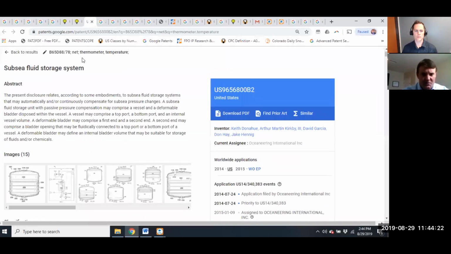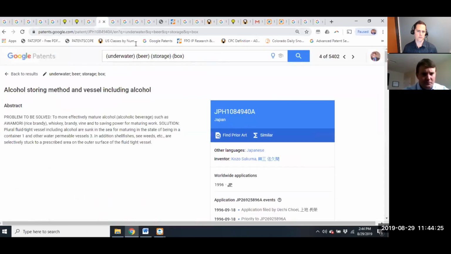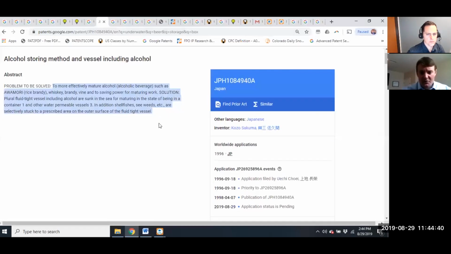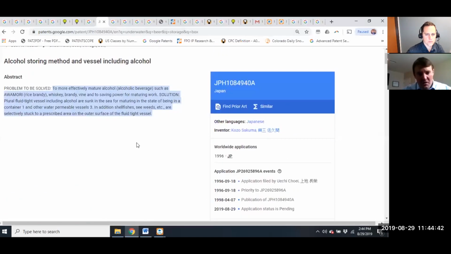Where did this one come from? I think this was one I came across. Yeah, this is maybe one of those examples I was talking about, where you have a fluid type vessel, or you make some type of rice wine or sake or something like that, and you're storing it underwater. That's an application that I wouldn't think might be related to this particular invention.